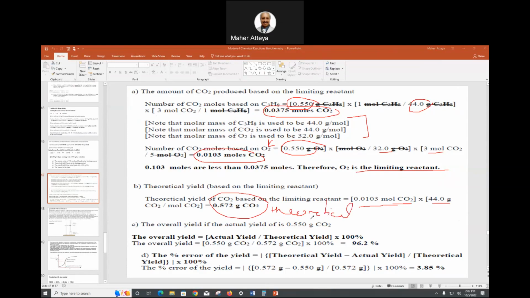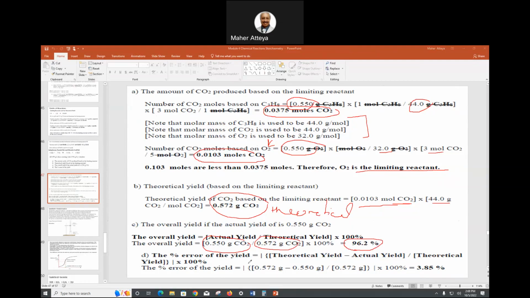Now, after the experiment, you get this one here. After the experiment, you got 0.550. Always remember, if you have done a very good job, the actual is always less. You cannot get over the theoretical. So you divide this one here by the theoretical. This is the theoretical here. Multiply by 100. It came out, your experiment is very, very good, 96.2. Multiplying by 100 gives you the percentage, which is 96.2.